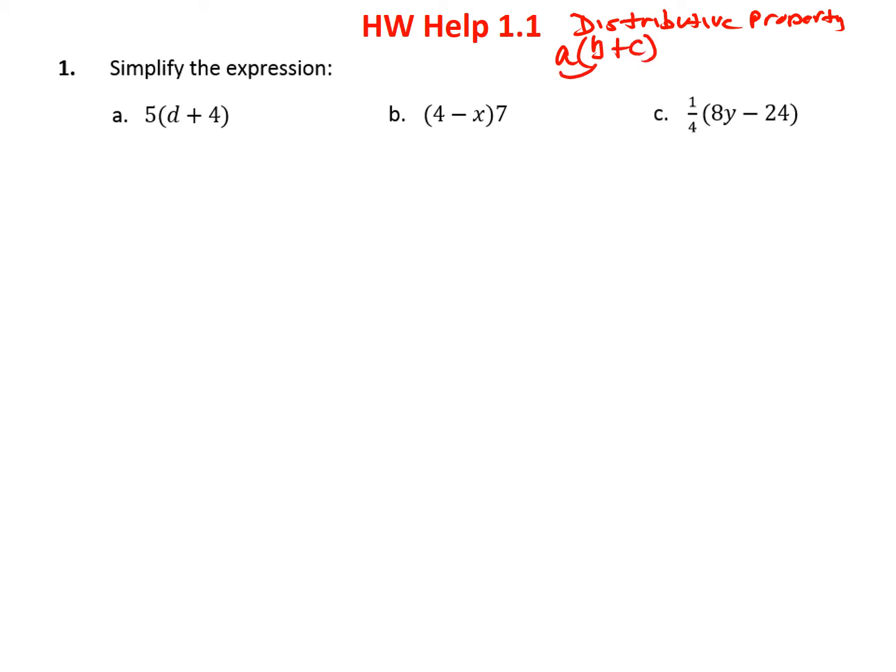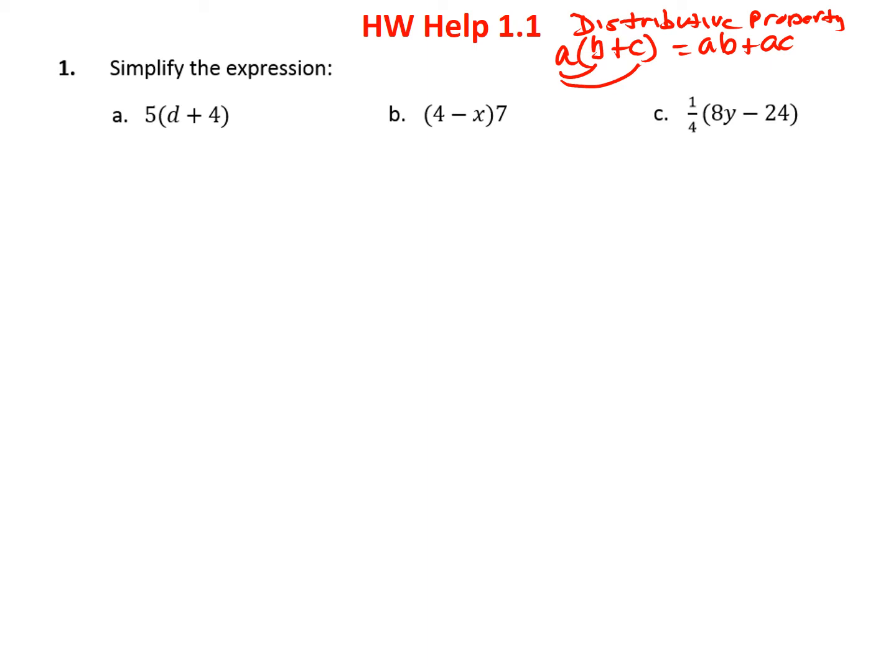I can multiply the A times the B and then add the A times the C, and those are equivalent. It works also if this were B minus C, and sometimes you can even go backwards, but that's our basic. So what we want to do here is simplify using the distributive property.